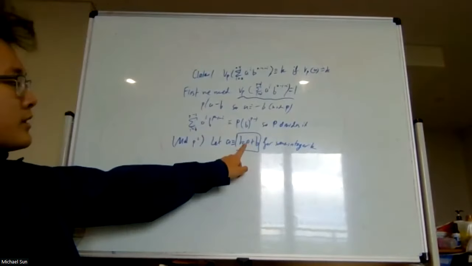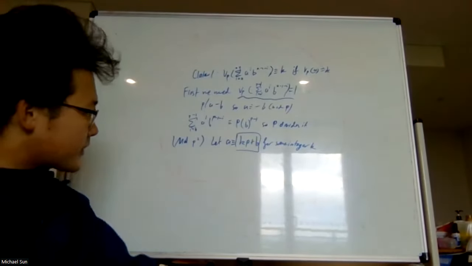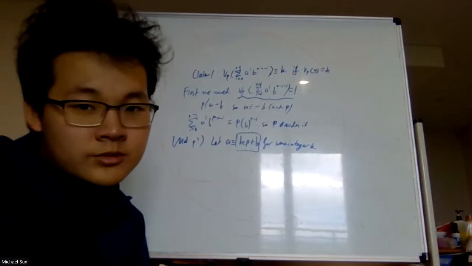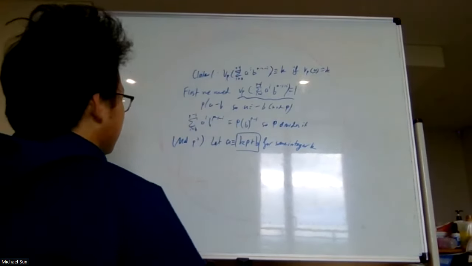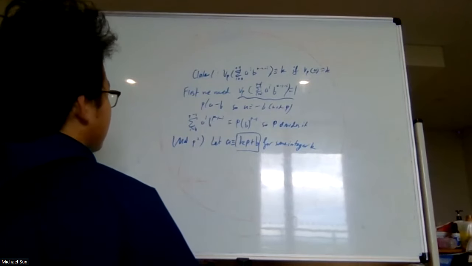Yeah, so we write it as kP plus b for some integer k. And then what we do here is binomial expansion.